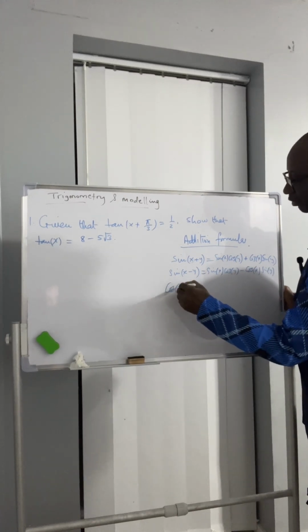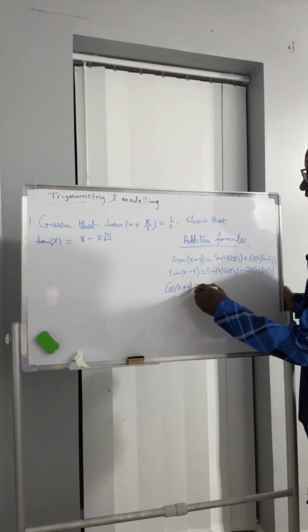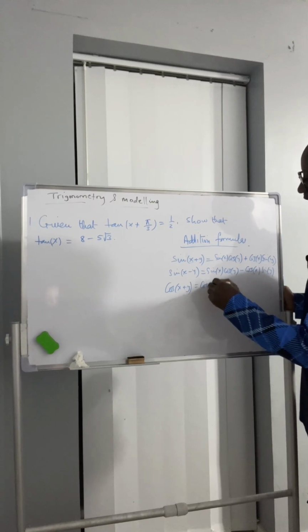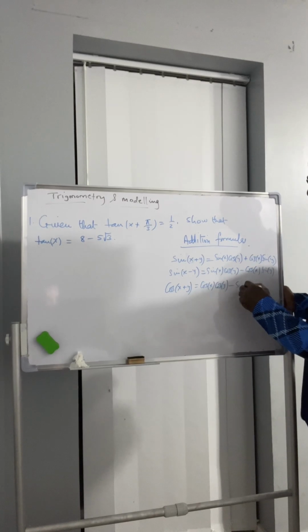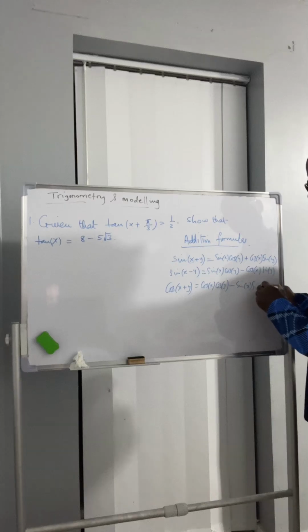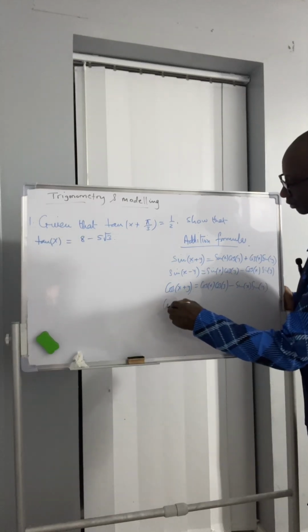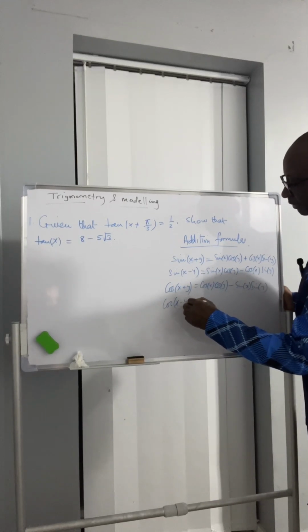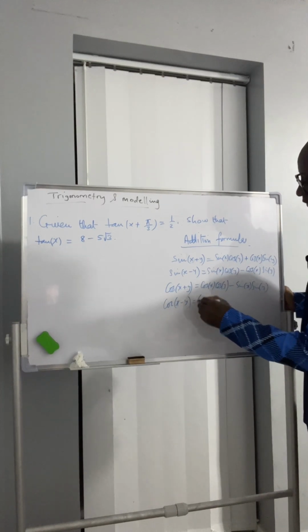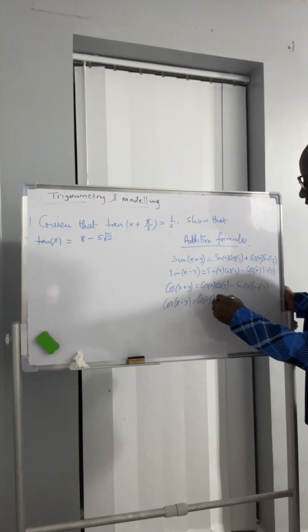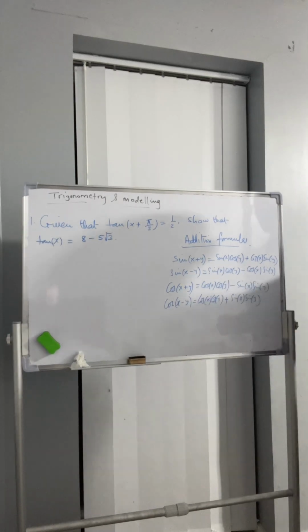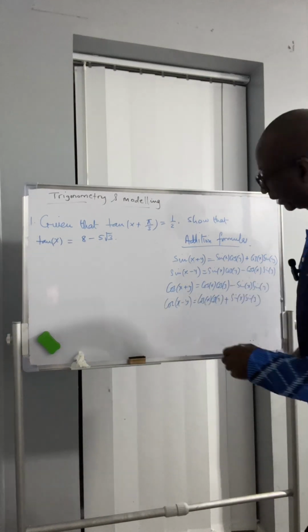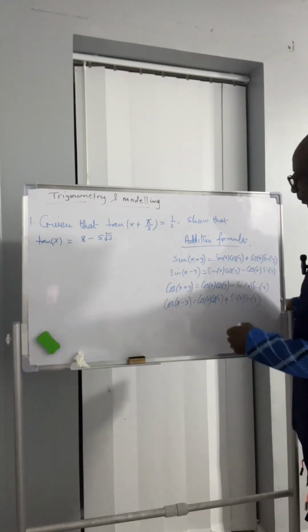If you are given the cosine of x plus y, this gives you the cosine of x times the cosine of y minus sine of x times the sine of y. If you have cos of x minus y, this gives you cosine of x cosine of y plus sine of x sine of y. We are looking at trigonometric identities, trig functions, using addition formulas.